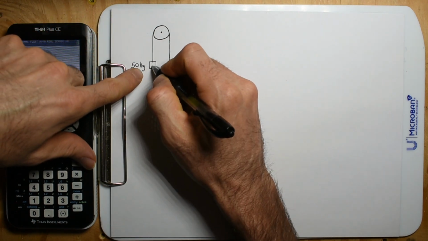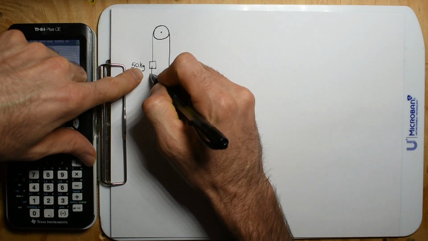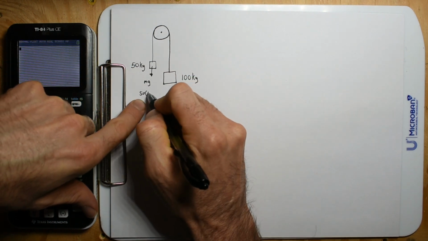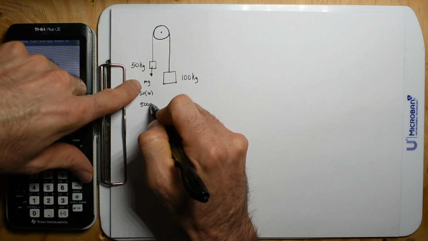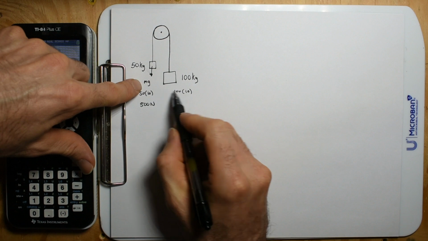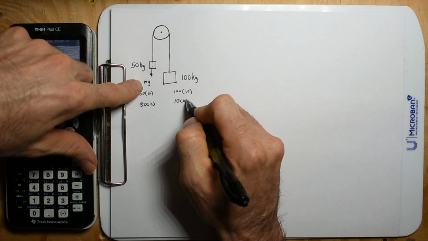We have mass, and we have an Earth underneath us, so we have a force that's going to be mg over here. That's going to be 50 times 10, or 500 newtons. And over here we're going to have 100 times 10, that mg, and we have 1,000 newtons.